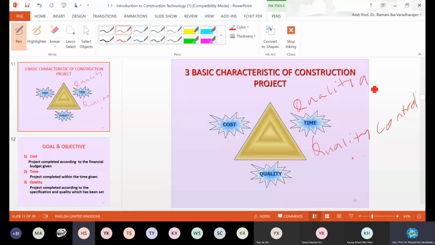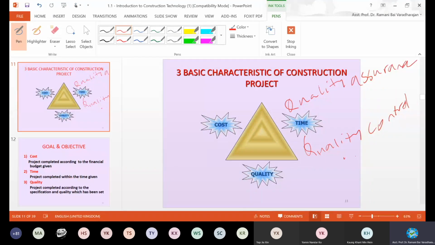Quality assurance. There are two different terms. If you are familiar with ISO and all, you can answer me what they are. Number one is quality assurance. Number two is quality control. Quick one, quick, please. Are they different, first of all? Are they different?